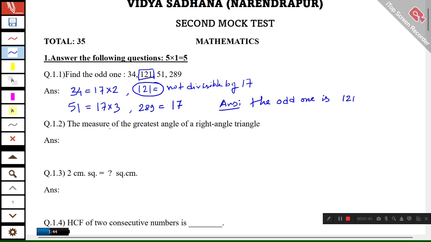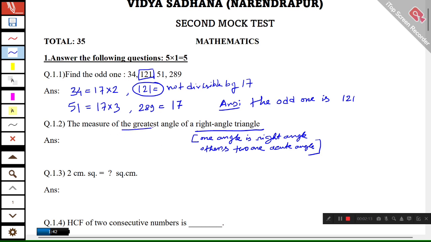So it is clear. The measure of the greatest angle of a right angle triangle. So what is a right angle triangle? One angle is right angle and the other two are acute angles. So since the other two are acute angles, the greatest angle is the right angle itself. That is 90 degree. So the largest angle of a right angle triangle is 90 degree.